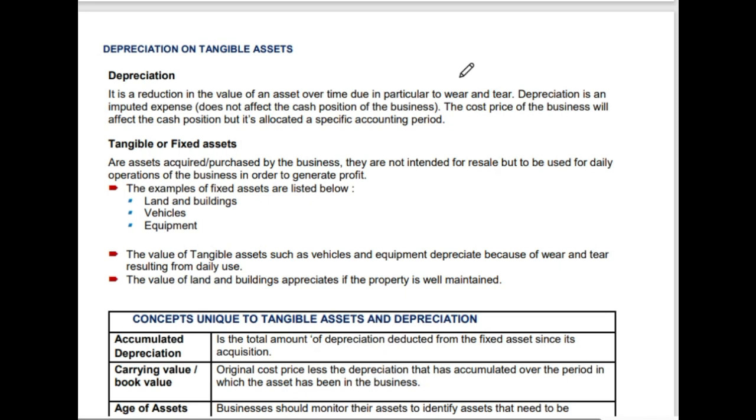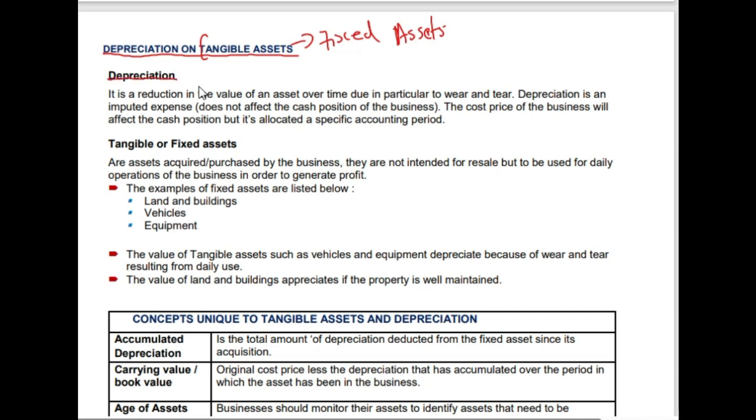So guys, today we have another video whereby we will be speaking about depreciation on tangible assets. Whenever they say tangible assets, they are talking about fixed assets. Something that you can touch, something that you can see. So we have fixed assets. So guys, let's take a look at the definition of depreciation.